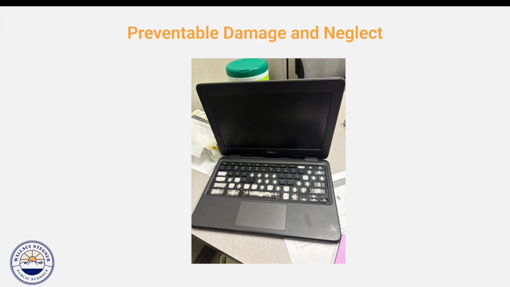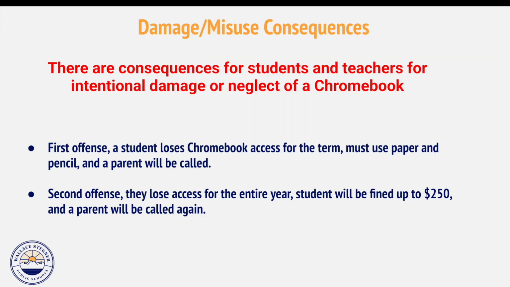Damage and misuse consequences. There are consequences for students and teachers for intentional damage or neglect of a Chromebook. So the first offense, a student loses Chromebook access for the term and must use paper and pencil, and their parent will be called. The second offense is losing all access to Chromebooks, which could include up to a $250 fine. The student will only be able to use a Chromebook for RISE testing.